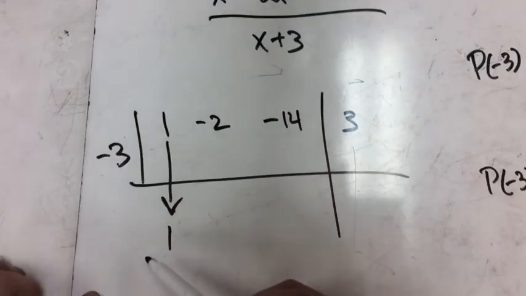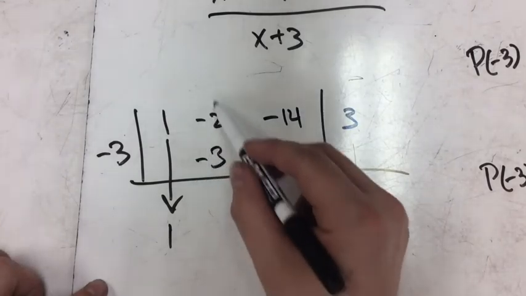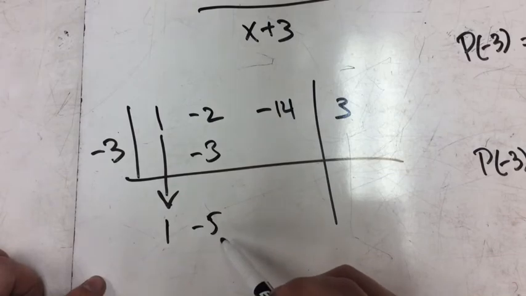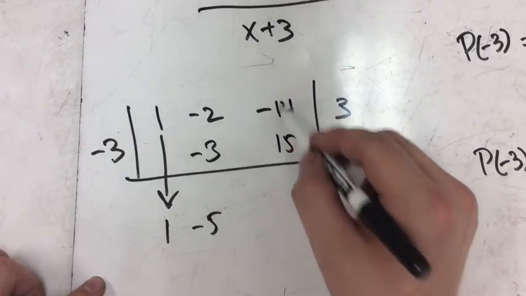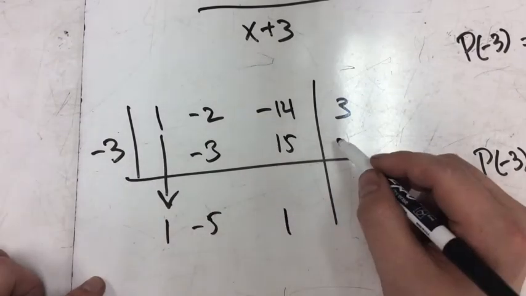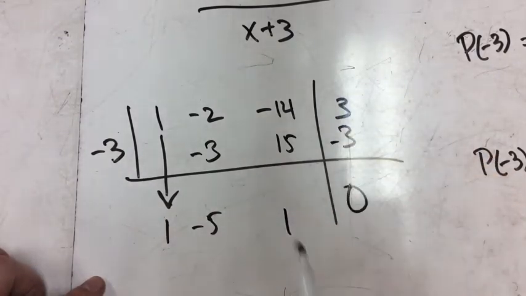Negative 3 times 1 is negative 3. Add these together, you get negative 5. Negative 3 times negative 5 is positive 15. Add these together, you get 1. Negative 3 times 1 is negative 3, which gives me 0. I have a 0 remainder. That's what I want. Good.